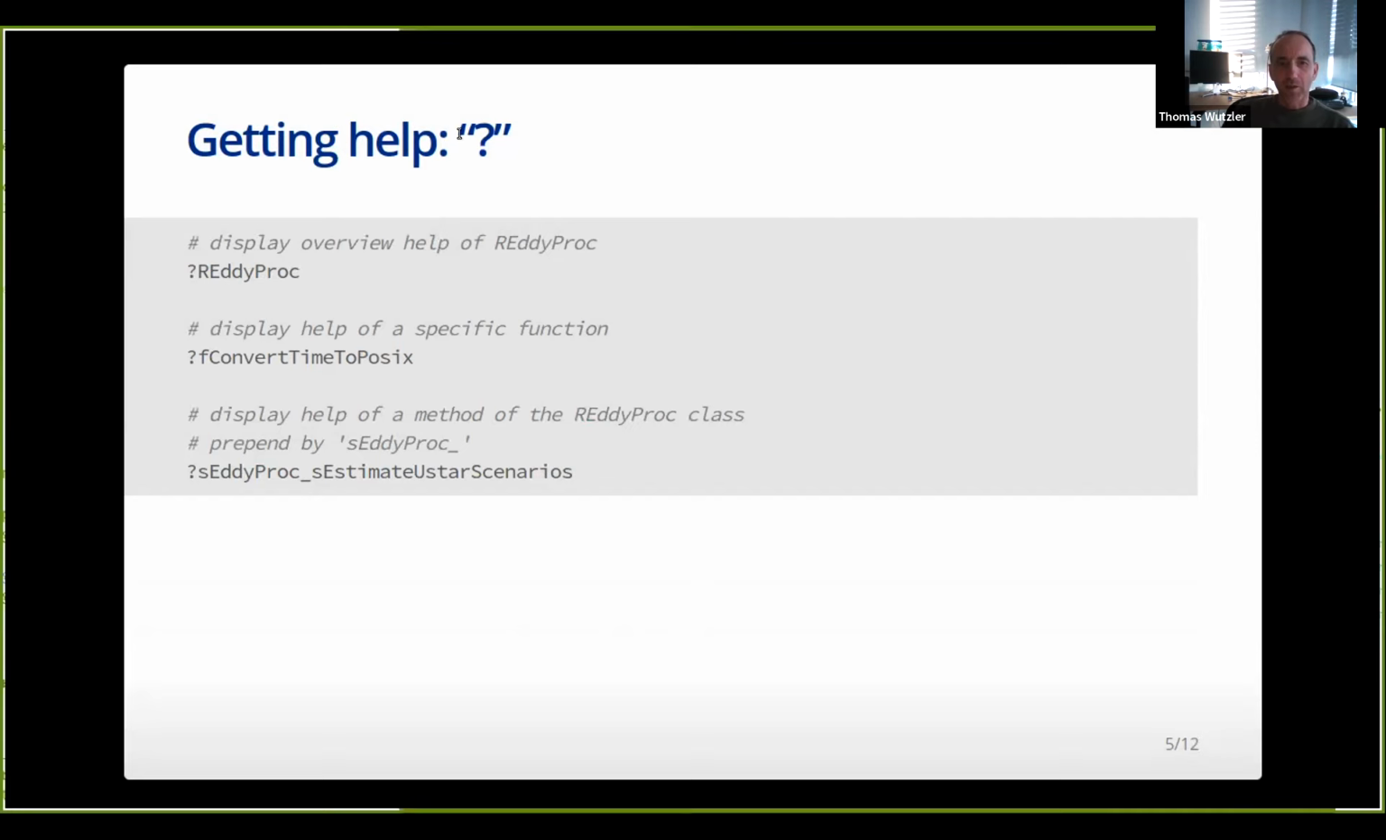If you want to get the help displayed, the simplest way is to do question mark REddyProc inside your R console. And if you want to display the help for a specific function, do question mark and the function name. However, when you want to display the help of a method of the EddyProc class, do question mark sEddyProc underscore, and then the method name.